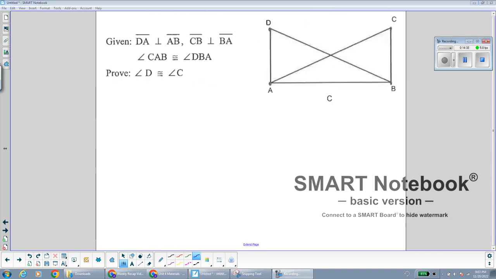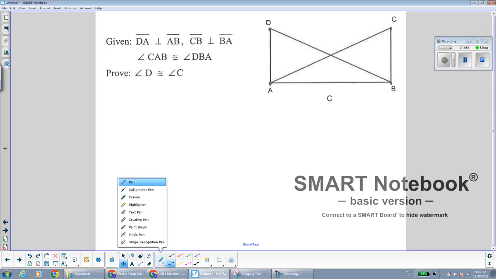Here we have overlapping triangles. So two strategies for working with overlapping triangles are to color code the different triangles and to separate the triangles and draw them separately. So I'll start off with color coding the two triangles. So I'm going to highlight one of the triangles in a different color, so that they are two different colors from each other.